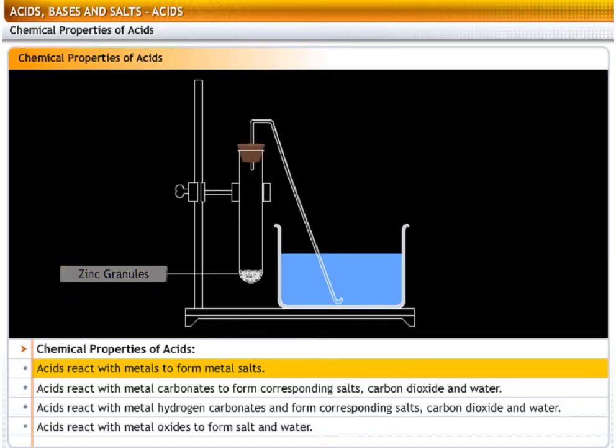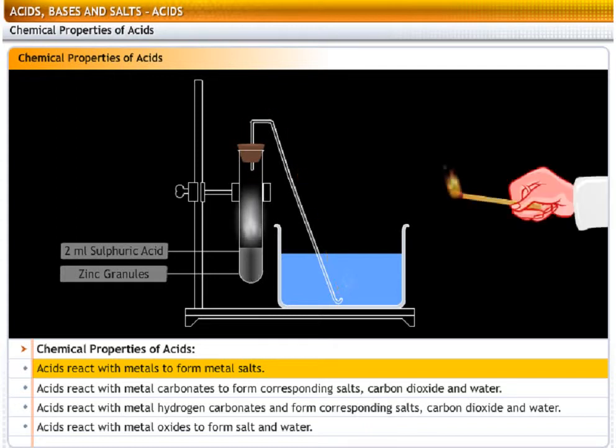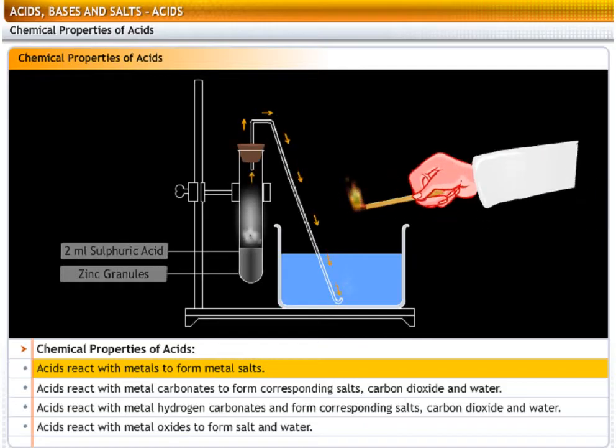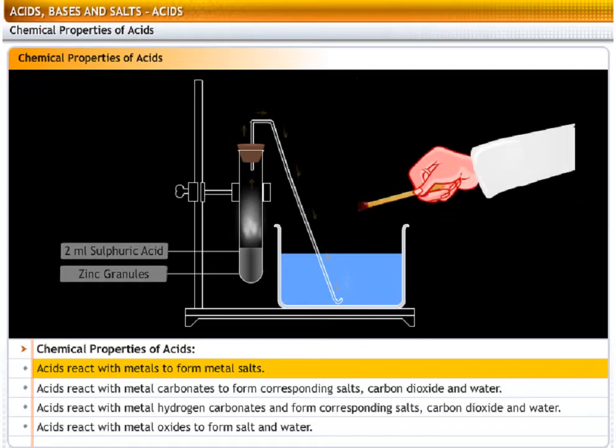Take a few granules of zinc in a test tube. Add 2 milliliter of sulphuric acid to it. You will find that a gas will be liberated. Bring a burning splinter close to the gas liberated. The splinter burns and a pop sound shows the presence of hydrogen.